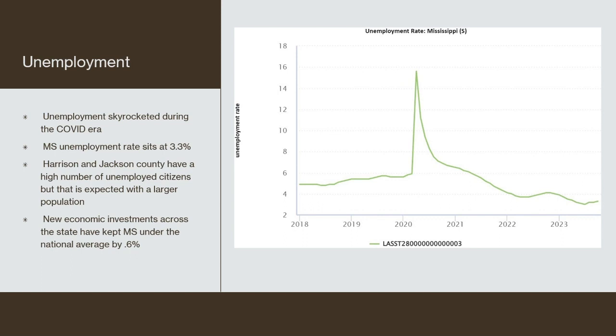That was the largest surge of unemployment that we had, and it seems as if it's still been going up, but we're actually a little bit under the national average right now. Mississippi's unemployment rate sits at 3.3%. Harrison County and Jackson County have a high number of unemployed citizens, but that's expected with a larger population. We'll talk more about that on the dashboard.